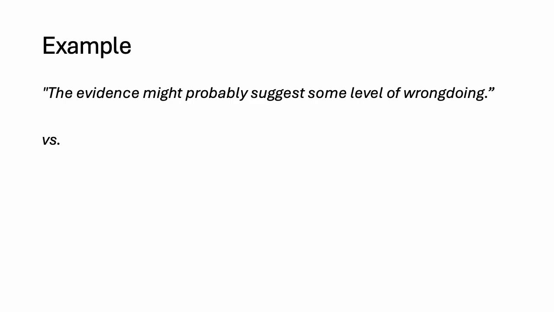So we have the evidence might probably suggest some level of wrongdoing. Okay, so in this case, let's look at a better example. The evidence may suggest wrongdoing. So the phrase might probably is contradictory. Does the evidence actually suggest wrongdoing? I don't know. Does it not? I don't know. Again, the precision is going to be key when it comes to legal writing. So, how do you fix these? Or actually, how do you spot and fix these?